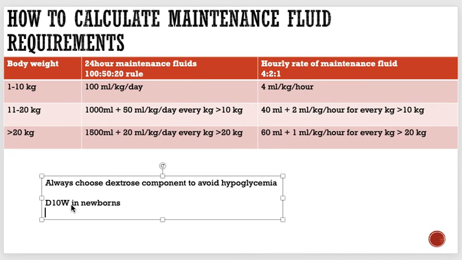Dextrose 5 water is the one which is available normally in the hospitals. So we can use dextrose 5 water with half normal saline, and if needed we can add potassium in that, or we can even combine dextrose 5 water with normal saline, right? All these things are fine.